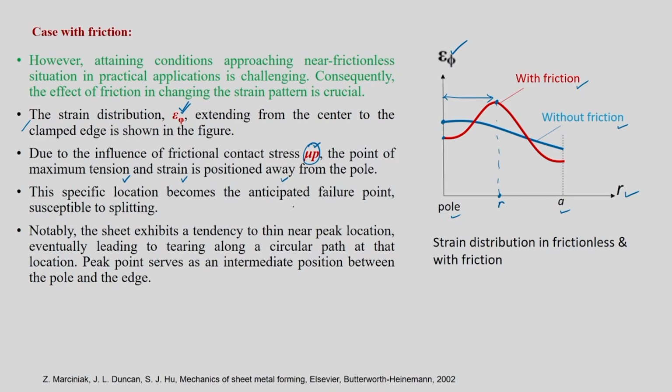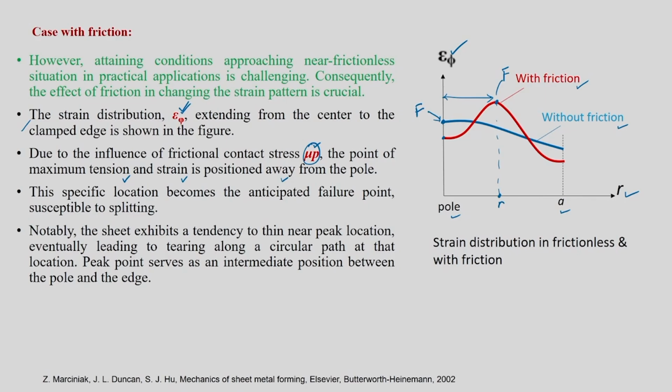So, this specific location becomes the anticipated failure point susceptible to splitting. Now here in this case you can see F here. So, with friction, failure is going to happen a little away from the pole region, maybe at R distance, when compared to the case without friction, where failure is going to happen at the pole.